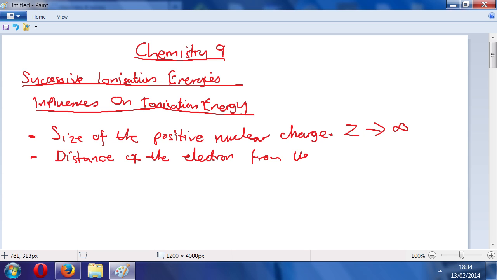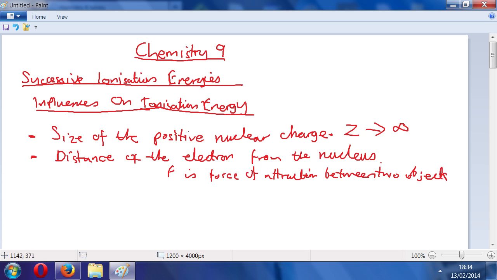Okay, so the distance from the nucleus is going to affect it as well. Because obviously, you can't do much in the nucleus. There's a strong force in that. You can't do much there. So F is the force of attraction between two objects. F is force, D is the distance between. We've got this inverse law, don't we? Reciprocal, of course, being a type of inverse.